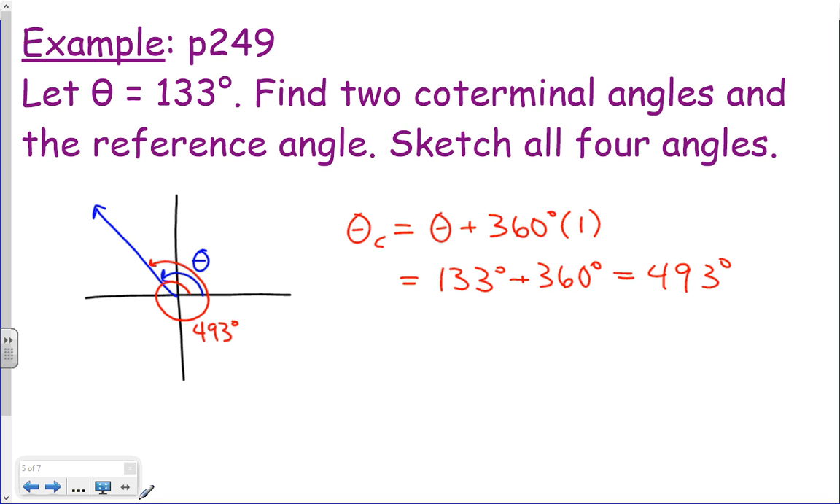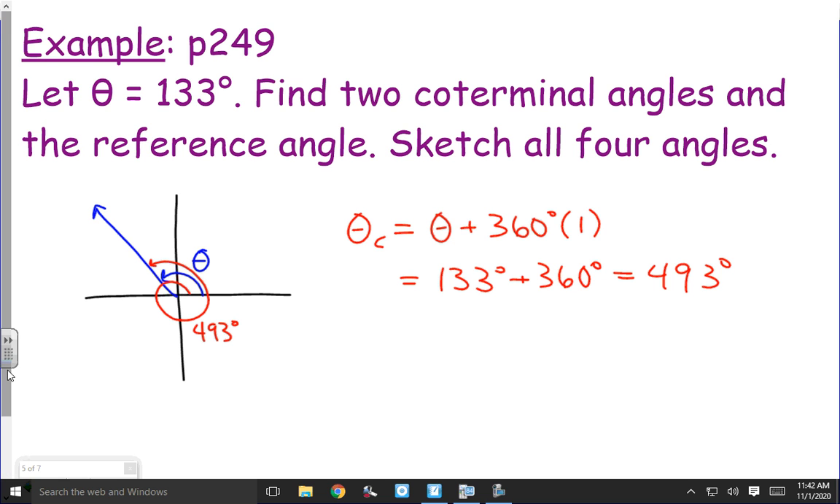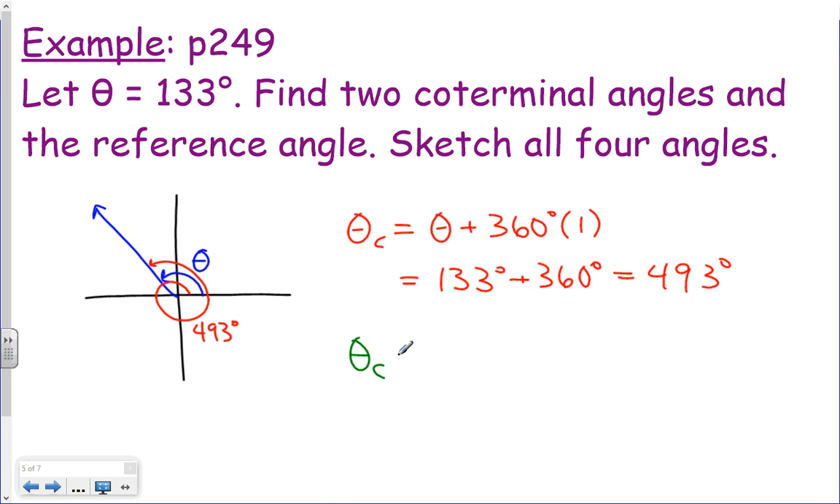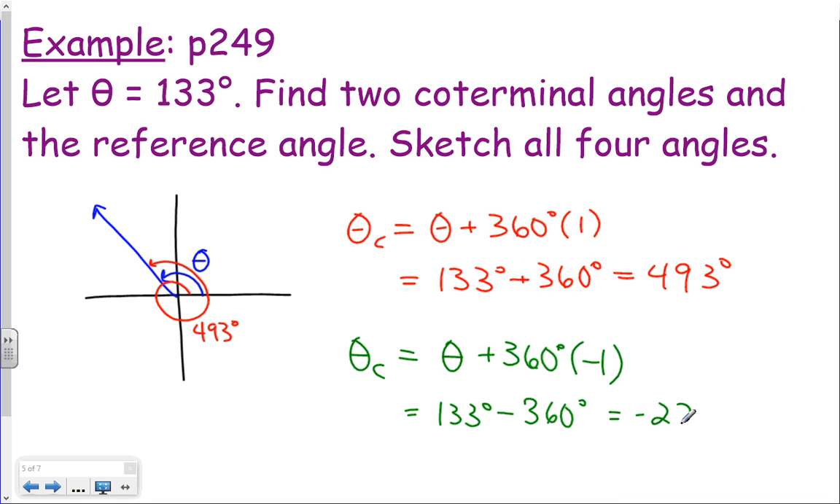Let's do another one here, but let's do this in a different color. Let's find another coterminal angle. This time, we're going to take theta, and we're going to add on 360 times negative 1. I'm going to let n be negative 1, or in other words, I'm subtracting 360 from theta this time. So 133 degrees minus 360 degrees is what we've got there. If you take 133 and subtract 360, what do we end up with? Negative 227. I think that's the number we end up with. Double check that.